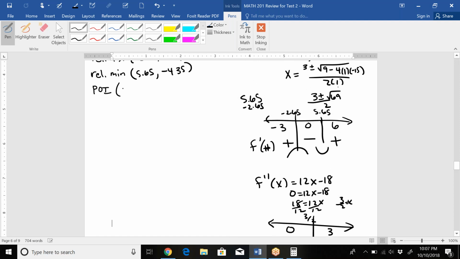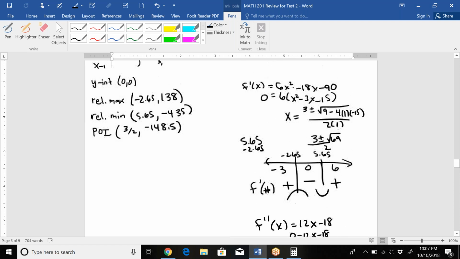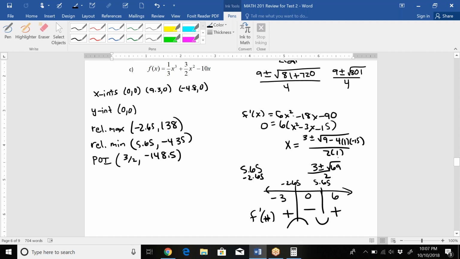Okay, so this would be 3/2, comma, and if you plug it into the original function, you get negative 148.5. So I wanted to save some time so we could actually see how this graphs. All right, so first step is to plot all of your intercepts and obviously label your graph, how you're counting.